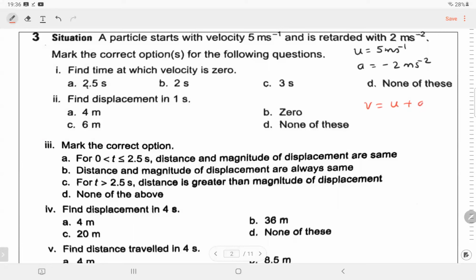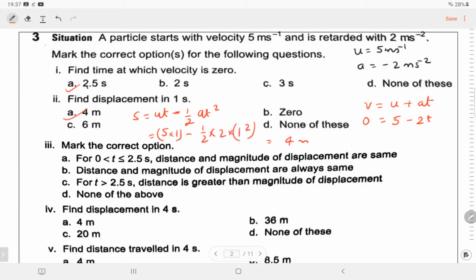V is equal to u plus at. V is 0 at what time? Velocity will be 0 at a time of 2.5. 5 minus 2t, so time 2.5 seconds. Displacement in 1 second, we will use the second equation. This is not the first second, but anyway it is the same thing, 1 second or first second. So speed is initially 5. Acceleration we have already taken with the minus sign, so we will not put minus 2 again. Minus 2 into 1 square, so that is 4 meter.